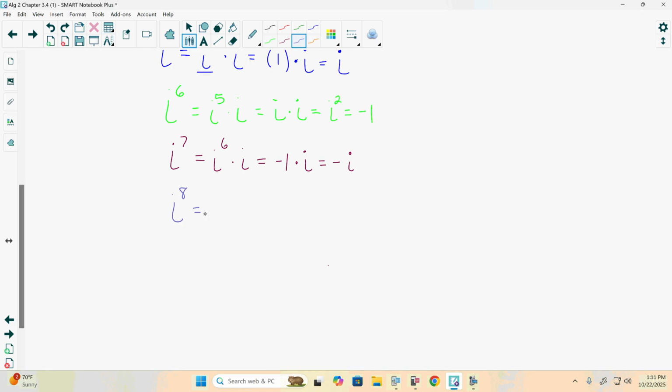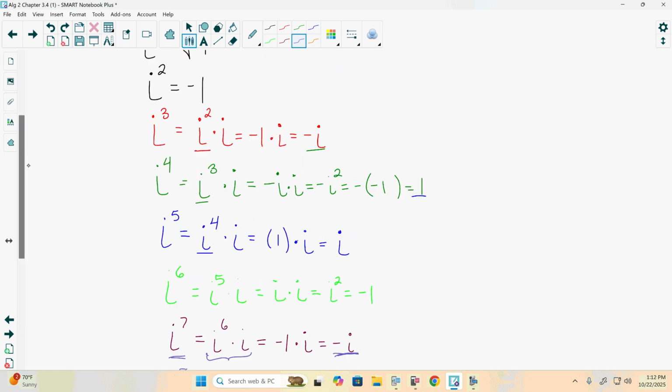i to the 8th. Does anybody have a guess at what i to the 8th is? You all know? Because i to the 8th, we can write as i to the 7th times i. Well, what is i to the 7th? Negative i. Negative i times i would be negative i squared, which is 1. Because i to the 7th, we figured out by multiplying like bases, we add the exponents. That is i to the 7th, yes?